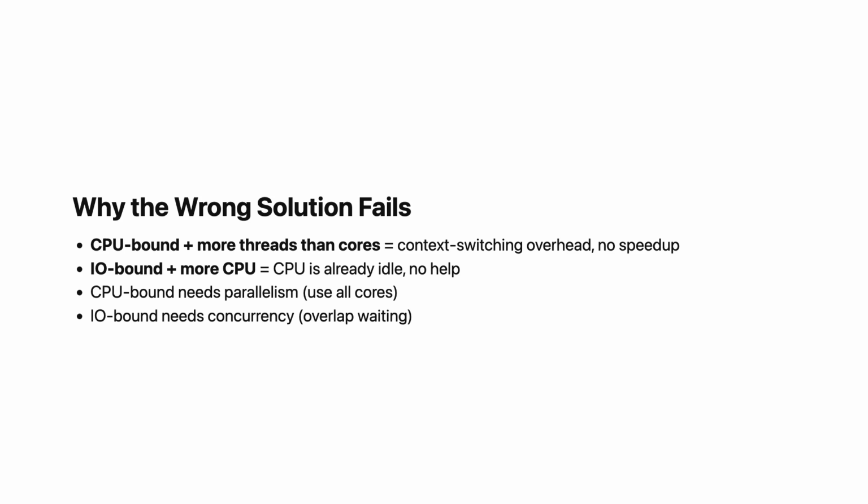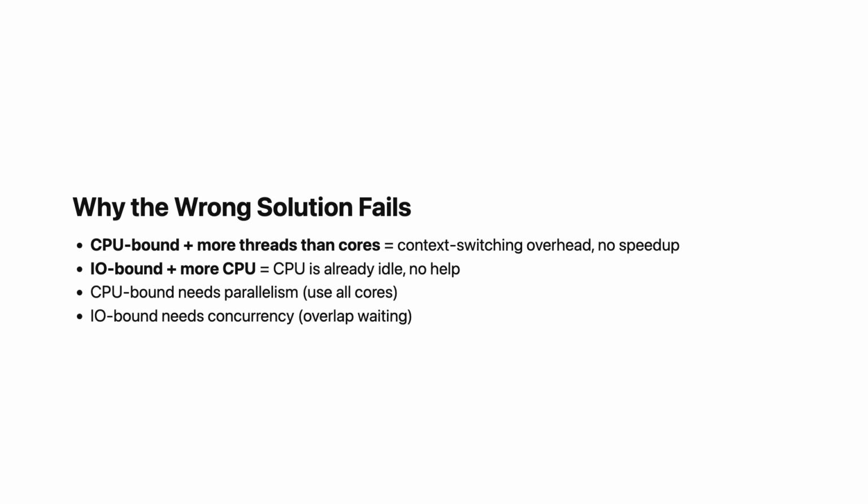Now you understand why Kotlin coroutines have two main dispatchers. Default is backed by a thread pool sized to the number of CPU cores. On a phone with 8 cores, this pool has 8 threads. This is perfect for CPU-bound work. You have 1 thread per core, maximizing CPU utilization without the overhead of context switching between too many threads.